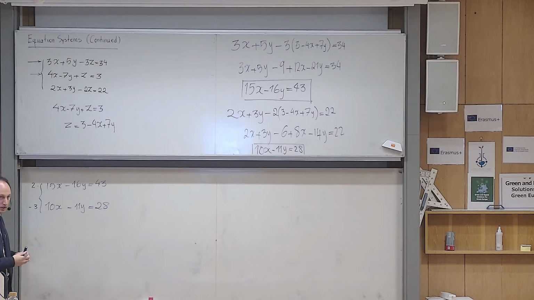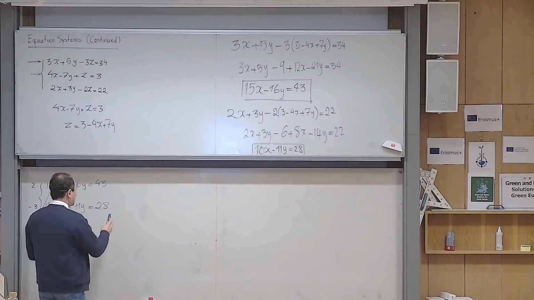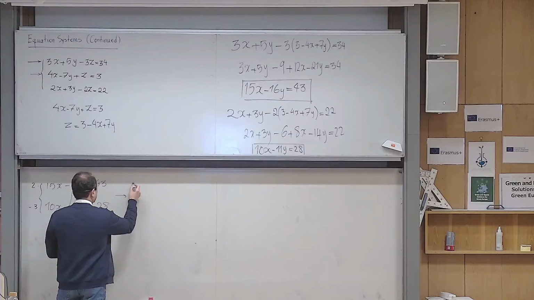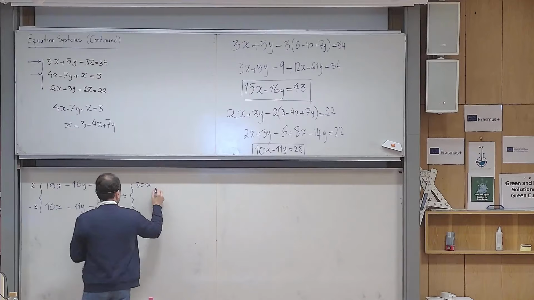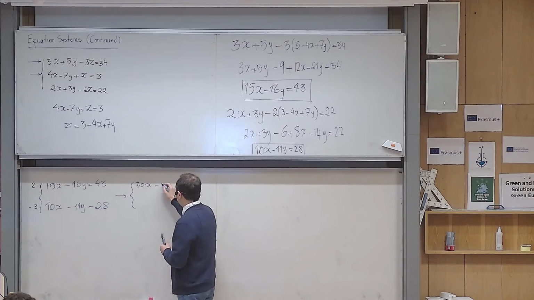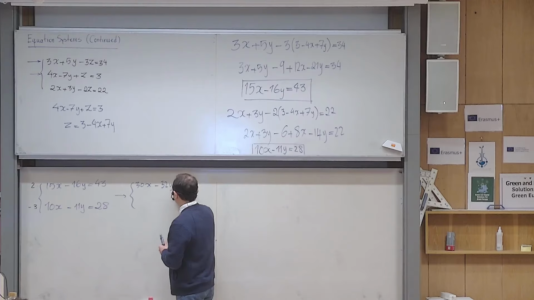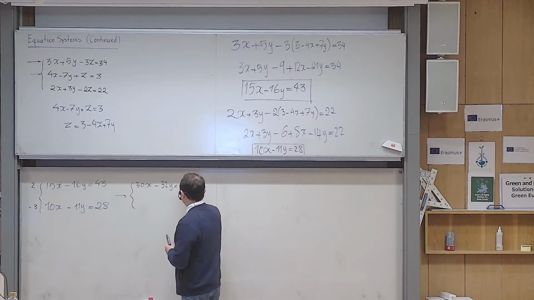So that's the goal. Yes, I will do that. That's the best choice. Thank you. So what we'll do, I will do like this. I multiply 2 in, so it becomes 30x minus 2 times 16 is 32. Y is equal to 43 times 2, 86.